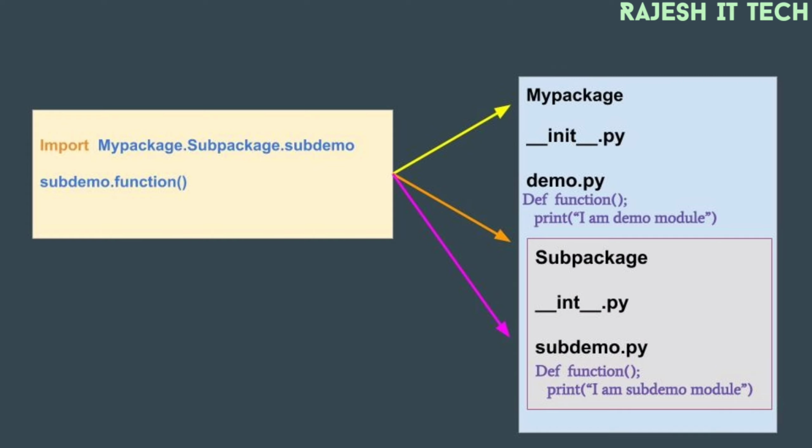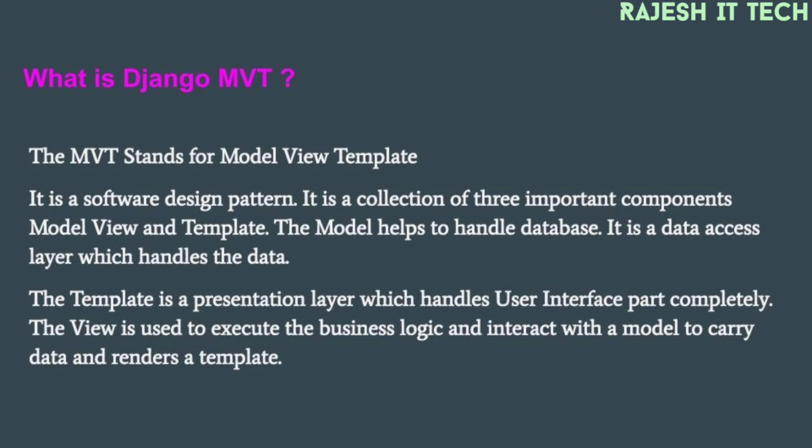Now let's move on to the second topic. What is MVT and MVT architecture? MVT stands for Model View Template. It is a software design pattern. It is a collection of three important components: model, view and template.